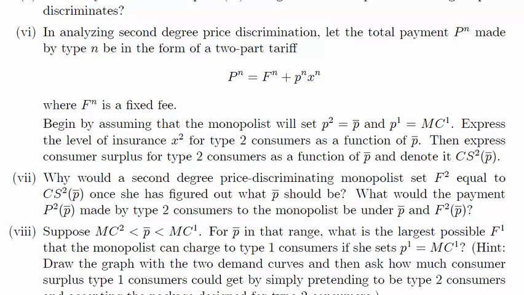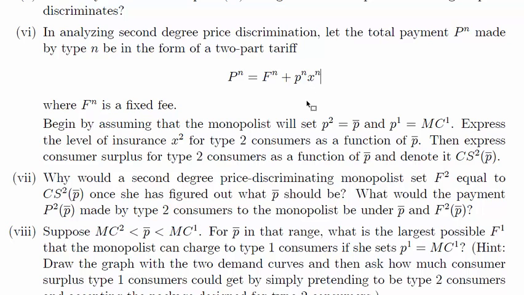So this is the solution to part 6 of problem 4, the review tutorial. In this part, we analyze second degree price discrimination. We are given that the total payment Pn by type n will be in the form of Fn plus Pn times Xn, right? Here Fn is the fixed part, the fixed fee, and Pn is the variable fee multiplied by the quantity.